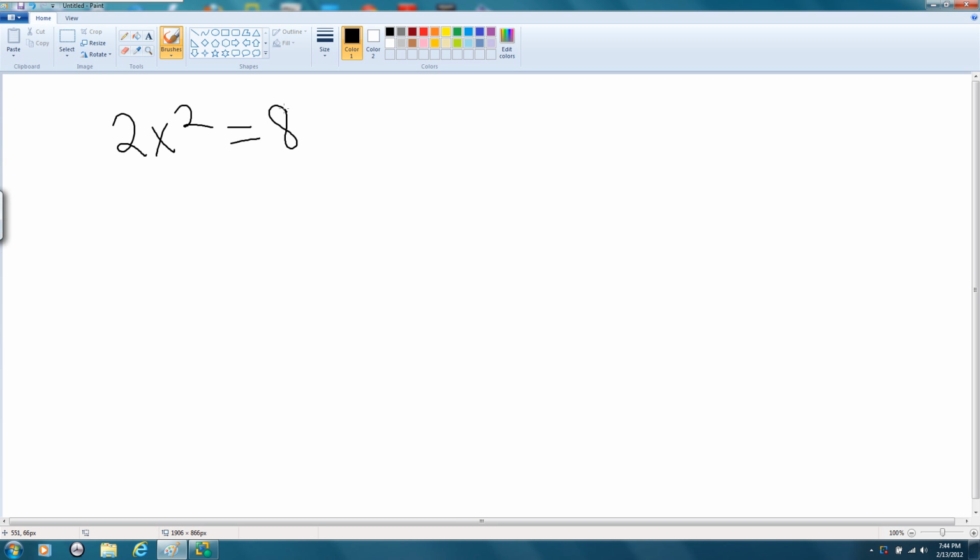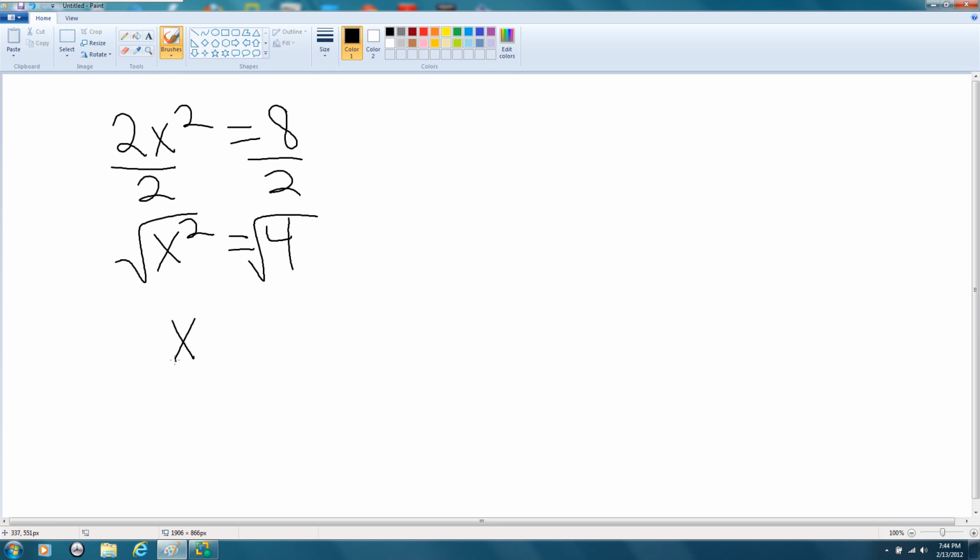Well, we can start to solve this by dividing each side by 2. And then we get x squared is equal to 4. To get x by itself, we take the square root of both sides. And then, the square root of x squared is x. Square root of 4 is 2, but it's actually two things.